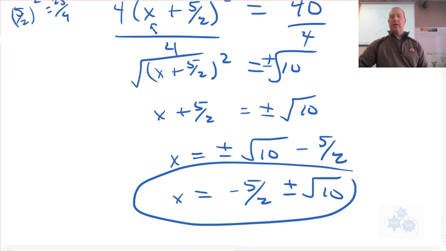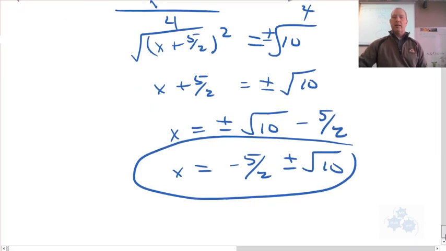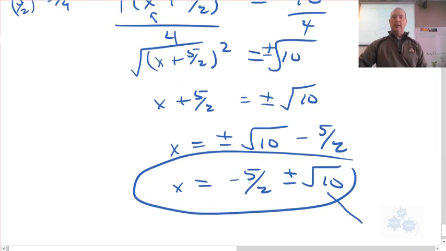And you can plug those into your calculator to get decimals if they don't want exact values. But if you want exact values, you've got to include this square root. You have to leave that in your answer, okay? All right, so that's completing the square.